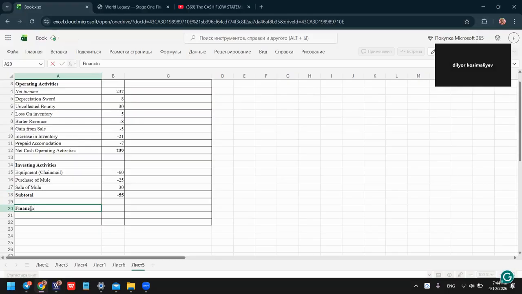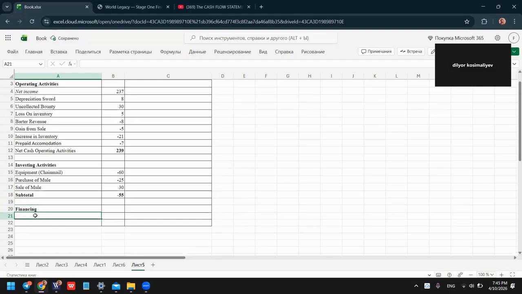Now we have financing activities. So this is the money that goes directly into our, let's say, business, right? That we get funded and get capital. So first things first, in the beginning, she gets initial capital from her boss or something. Initial capital, which was 50 gold pieces plus.